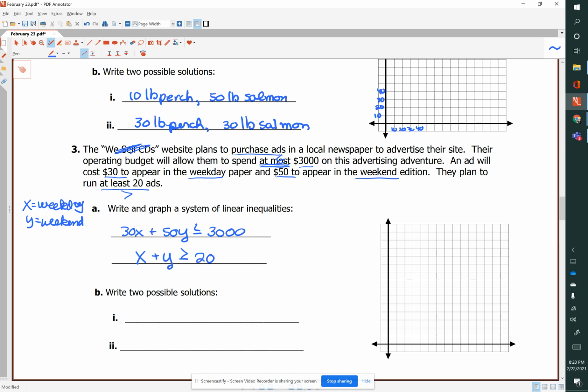20 is okay. I think I may have misspoke earlier. 20 is okay. It's at least 20. So how do we graph this? Well, let's put it in slope-intercept form first.